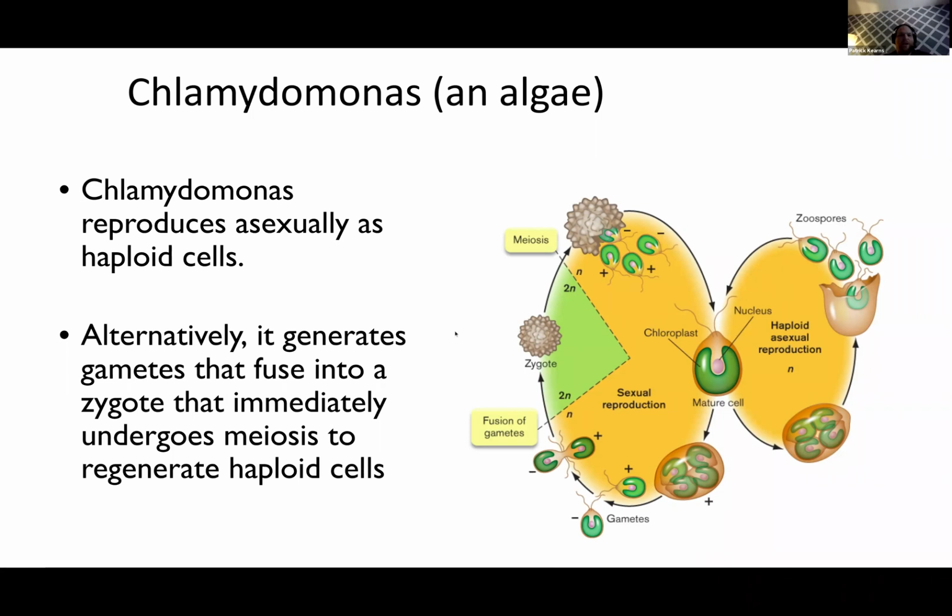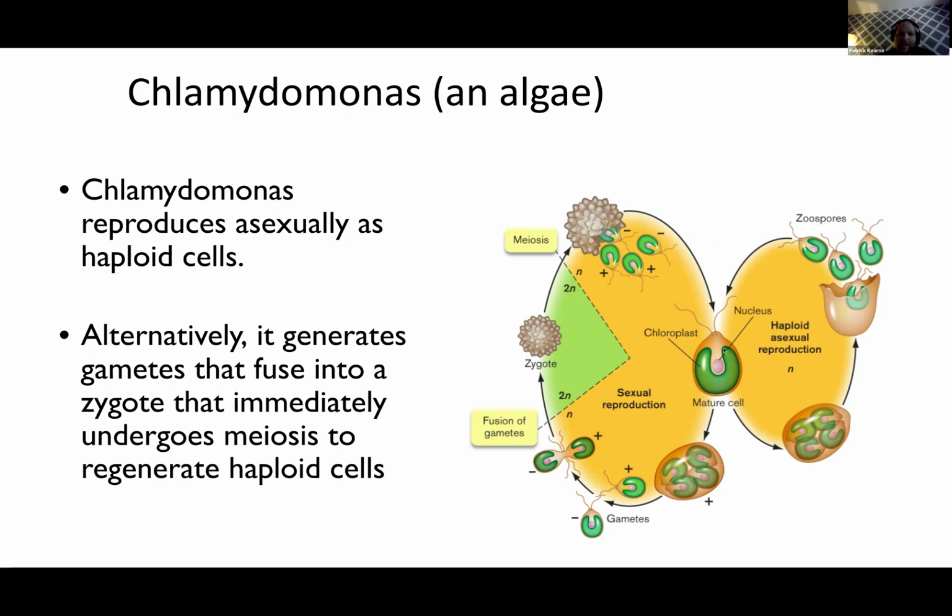And just to show you what this looks like, we're going to look at Chlamydomonas. It's an algae. It reproduces asexually as haploid cells. Again, haploid meaning it has half the number of chromosomes. So we have our mature cell here. And we see that one of two things ends up happening. It does haploid asexual reproduction, meaning it just reproduces more cells that have half the number of chromosomes, just like the way a bacteria would. One cell becomes multiple cells.